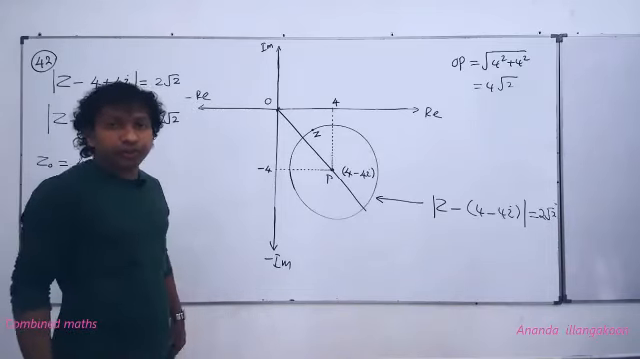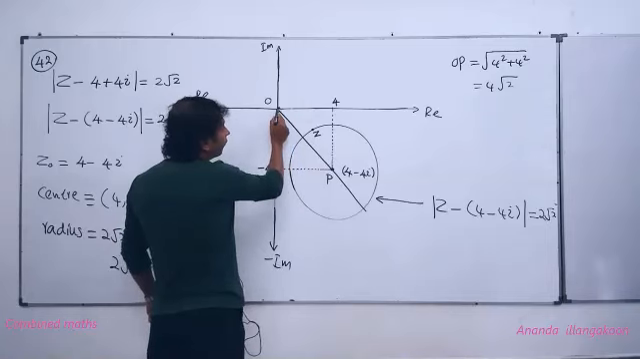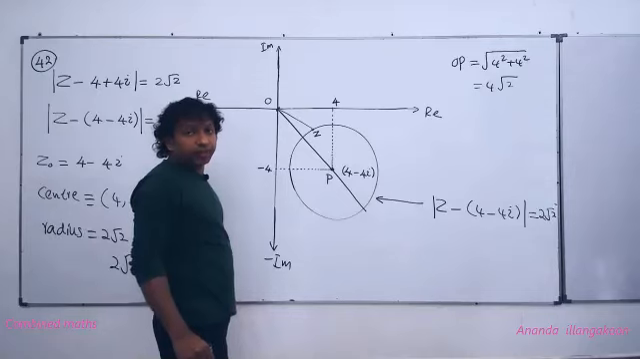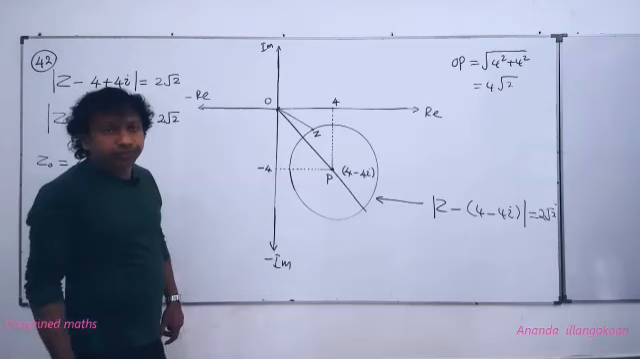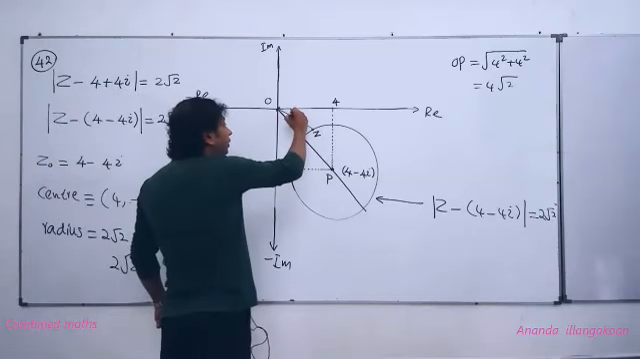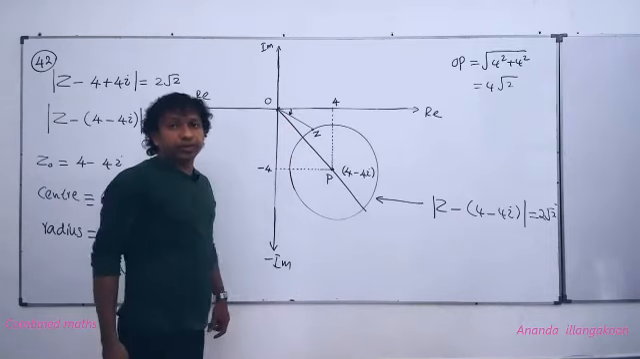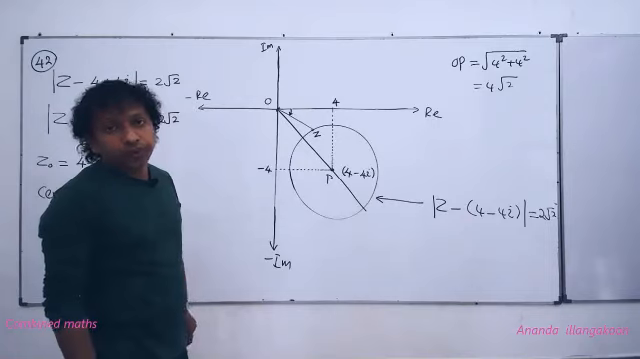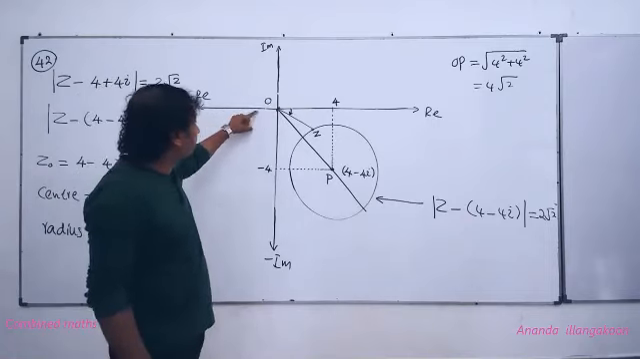Its argument means when I join this point to the origin, we get a line. That line makes an angle with the real axis. If we take it like this, it is a negative angle, that is the argument of that complex number in the negative sense. In the positive sense, it is this whole angle.